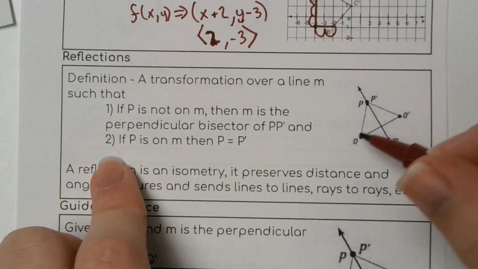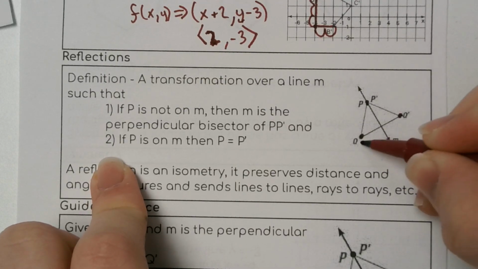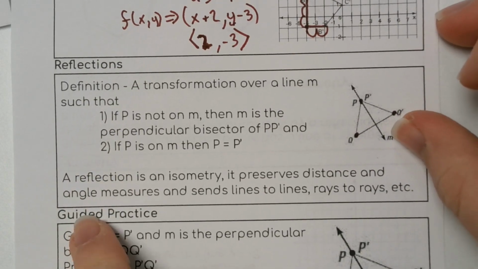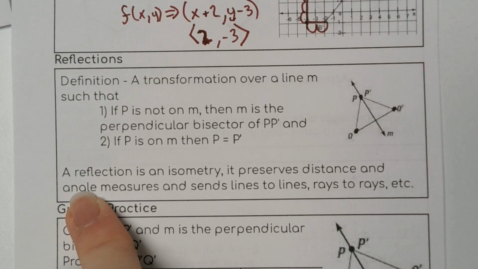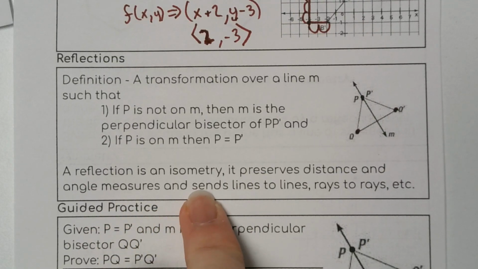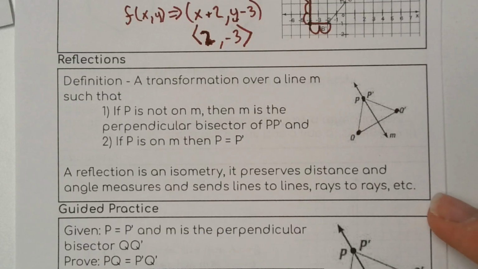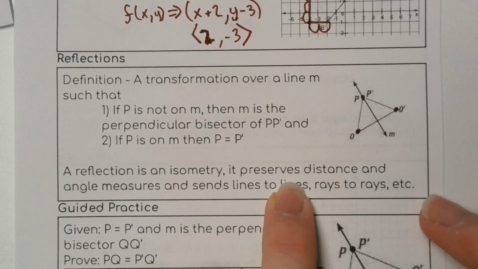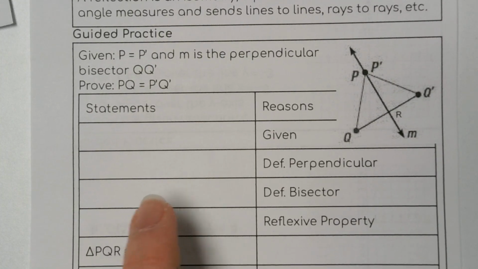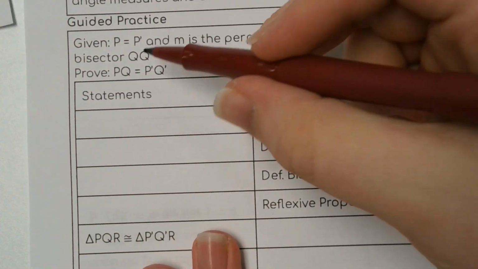Okay. Q is the same distance away from that line. So a reflection is an isometry, which means it preserves distance and angle measures, and sends lines to lines, rays to rays, etc. So your shape should remain the same, is all this is saying. It's an isometry. So let's look at this practice real quick. We're going to do a little proof here.